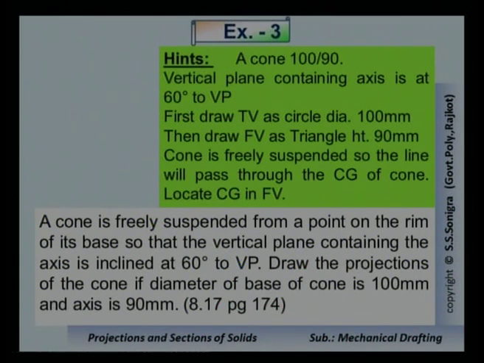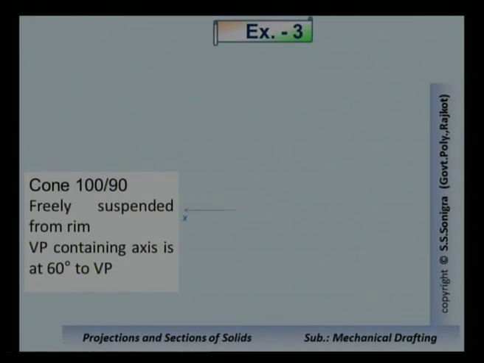So locate center of gravity in the front view, and after that we will tilt that front view in such a way that the point of suspension and center of gravity becomes vertical line. So it would be like this.